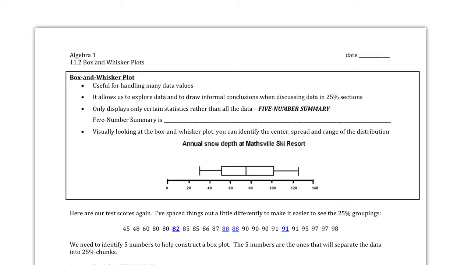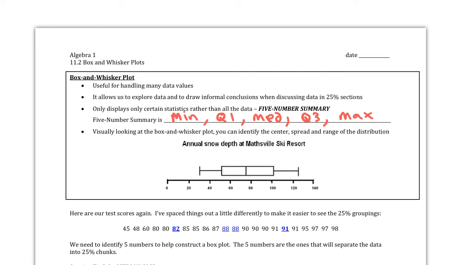So let's talk about what those 5 things I just mentioned are. We call them the 5-number summary, and it's the minimum, what we call Q1, the first quartile, the median, and then Q3, which is the third quartile, and the max.